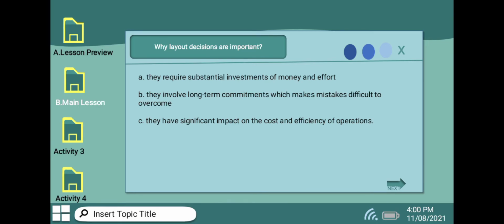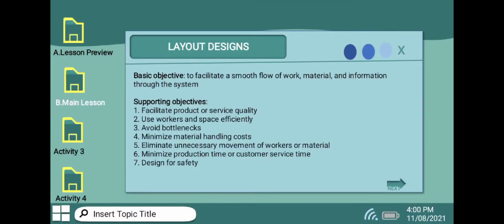Okay, next one. Layout design, I will discuss it to you. But basic decision to facilitate a smooth flow of work, material, and information through the system. Supporting objectives. Number 1. Facilitate product or service quality. This is generally viewed as the output of the service delivery system, especially in the case of pure service systems. Number 2. Use workers and space efficiently.